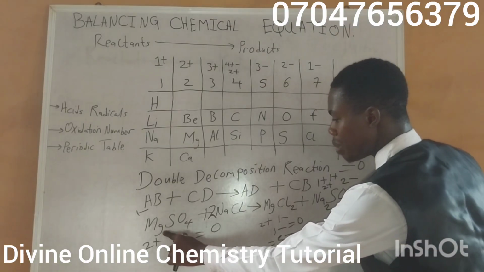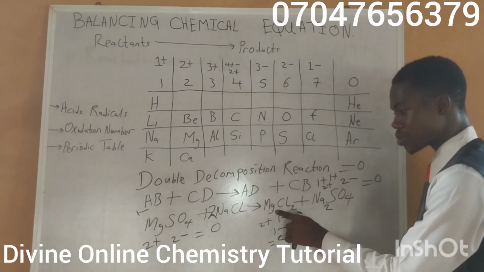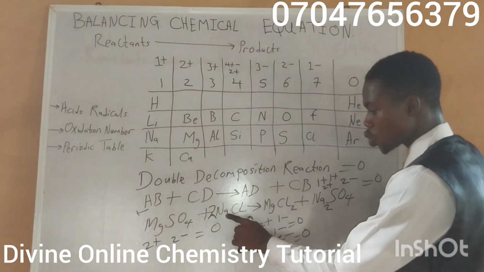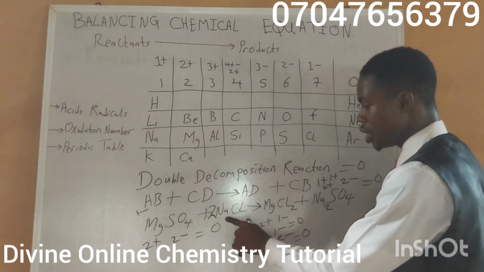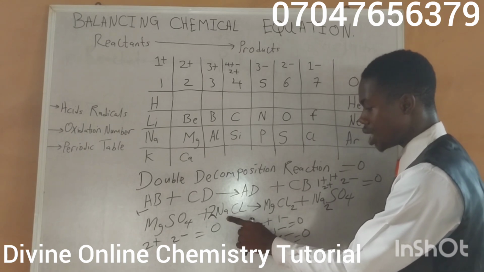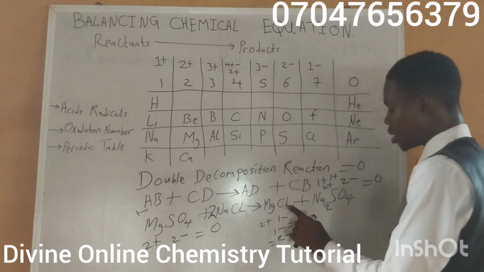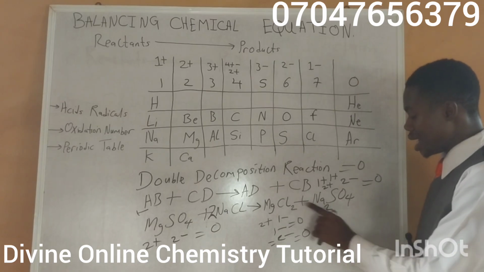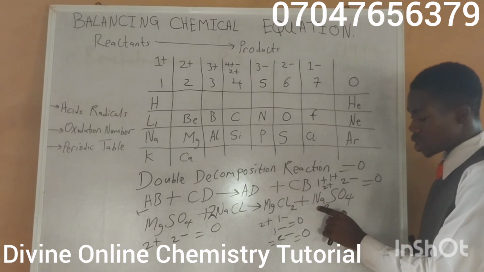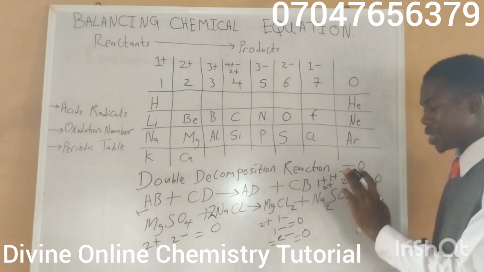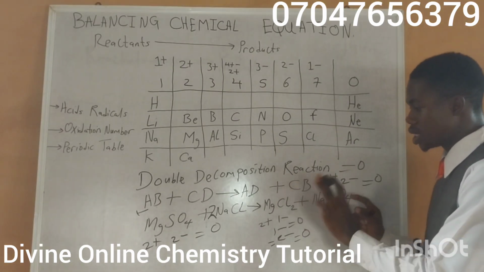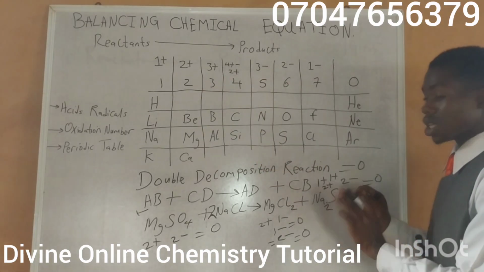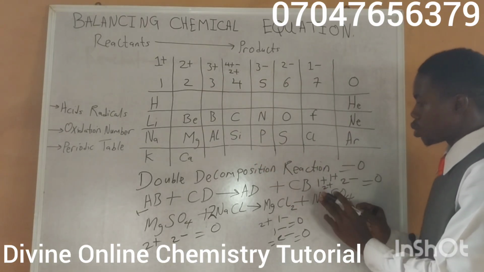So we have 1 atom of magnesium here, we have 1 atom of magnesium here. SO4, 1 atom here, SO4, 1 atom here. What about chlorine and sodium? Now these two are showing that chlorine is 2 atoms. We have 2 atoms of chlorine here and 2 atoms of sodium here. And if you look at the chlorine side, 2 atoms of chlorine is here and 2 atoms of sodium is also here, making it balanced. So this is all about balancing of chemical equation using oxidation number.